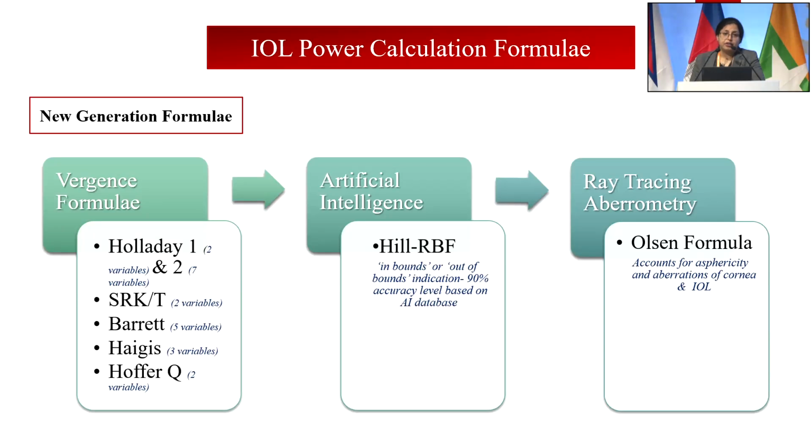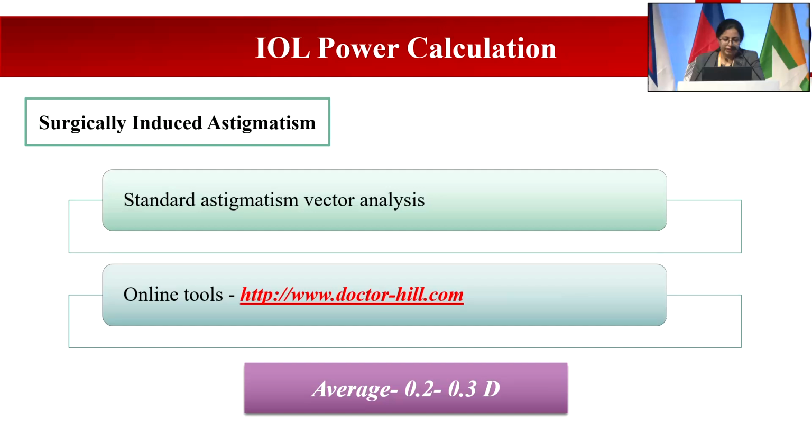We have artificial intelligence in the mix. It is soon going to replace a lot of the formulas that we have been relying on: Hill RBF, PEARL DGS, Ocuix, and then the ray tracing aberrometry based formula such as the Olsen formula, which accounts for asphericity and aberrations of the cornea and IOL.